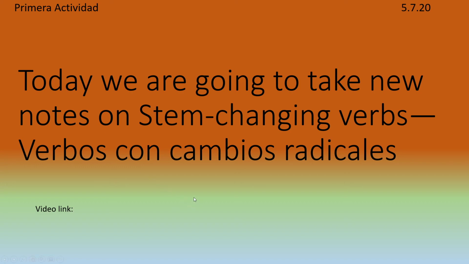All right, today we're going to take some new notes on stem changing verbs. Stem changing verbs in Spanish is verbos con cambios radicales. That's how you say it. You're going to hear me say it. These are new verbs. You've already had them for vocab. They conjugate just a little bit differently than what we've done with all our regular verbs. It's a type of irregular. So make sure you download the note sheet for stem changers and fill that in because we are going to start. All right? Stem changers.